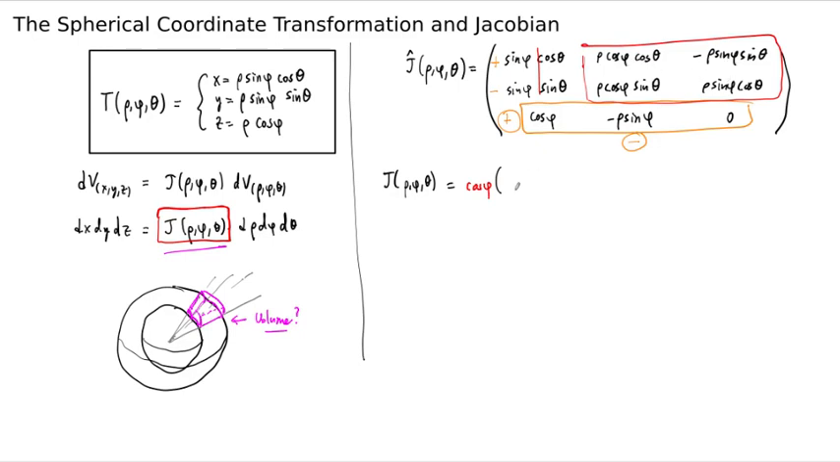this product is going to be rho squared cosine phi sine phi times cosine squared theta minus a negative, so plus rho squared cosine phi sine phi times sine squared theta. Okay, so that's this one. And then we go to the next one.